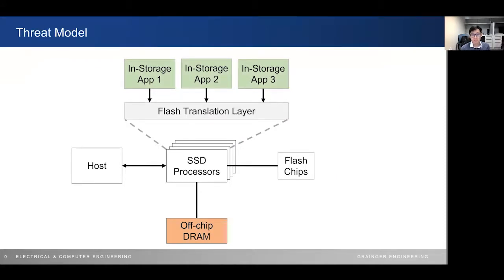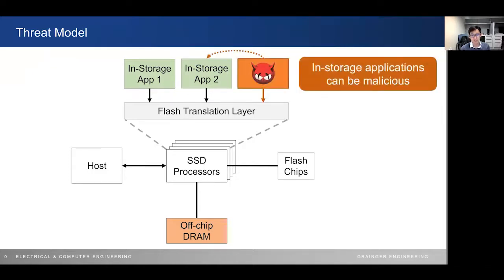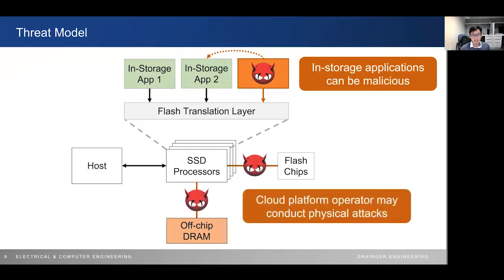As we have mentioned, there are two possible kinds of attacks. First, a malicious in-storage application can conduct software attacks against co-located applications or against the flash translation layer. And second, a malicious cloud platform operator may conduct physical attacks, such as bus snooping or man-in-the-middle attack, to compromise user data. And similar to SGX, we assume that the processor chip is secure against physical attacks.